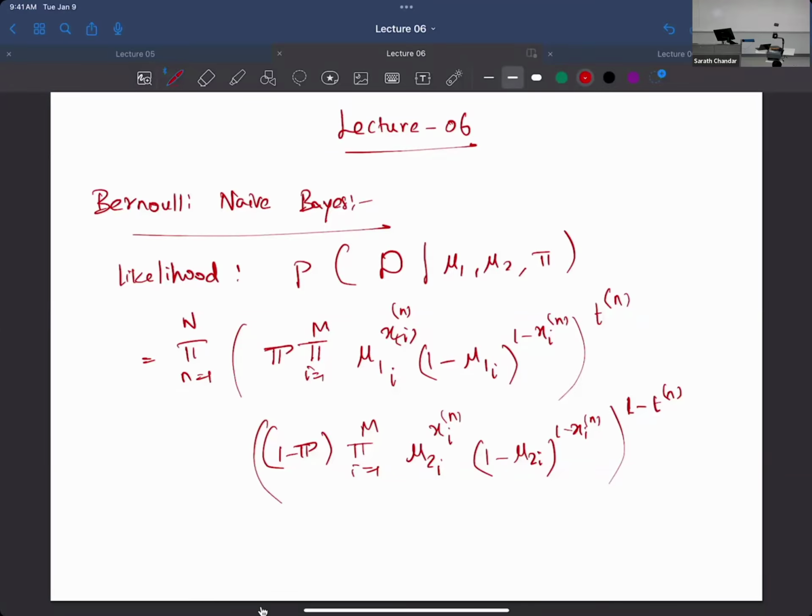So if it is class one, then the probability is phi. Then for each feature, you have the probability of that feature. This whole thing is for tn. Whenever tn is 1, this is activated and the other is 0. When tn is 0, the first part becomes 1 and the second one activates, which is the probability of class 2 followed by the probability of the features. Is it clear?